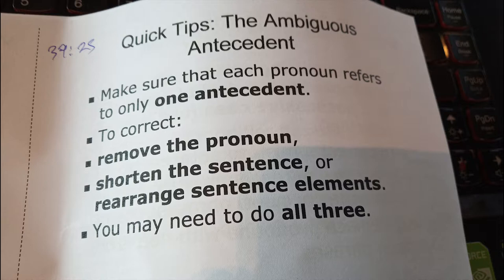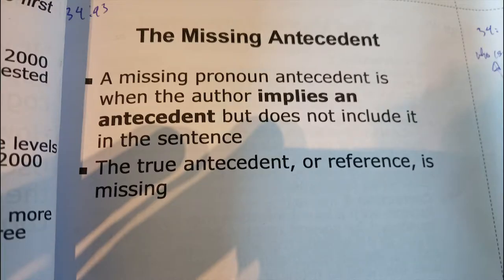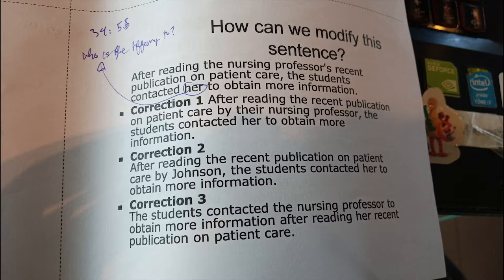The next one is a missing antecedent. Missing antecedent means there's a pronoun, but actually there's no previous noun for the pronoun to refer to. Let me show you an example. After reading the nursing professor's recent publication on patient care, the students contacted her to obtain more information. The pronoun is her, but who is her referring to?